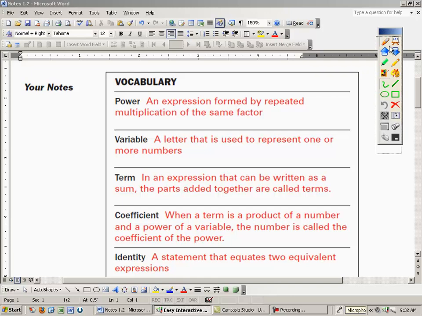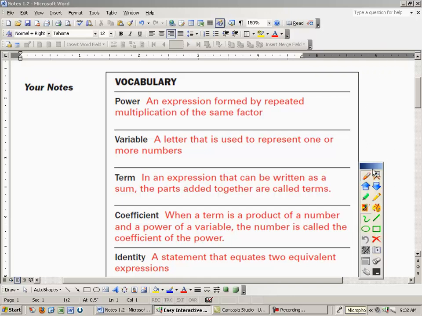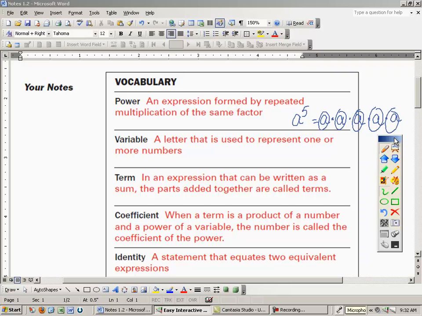I think probably more importantly, we should be making sure that you're getting the examples that I write down as an example for each of these definitions. But anyway, a power is an expression formed by repeated multiplication of the same factors. For example, a to the fifth power is the same thing as a times itself 1, 2, 3, 4, 5 times. And so it's the repeated multiplication of the same factor where each of these is the exact same number. We're multiplying that over and over by itself, in this case 5 times.